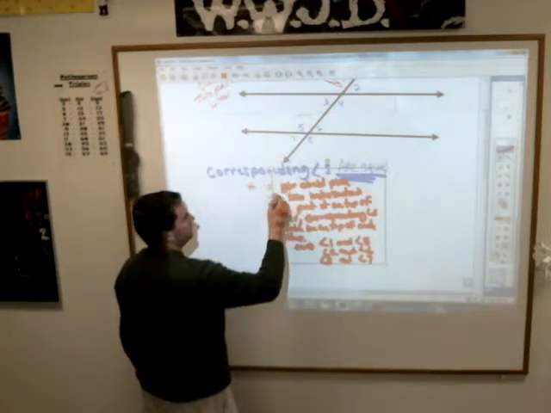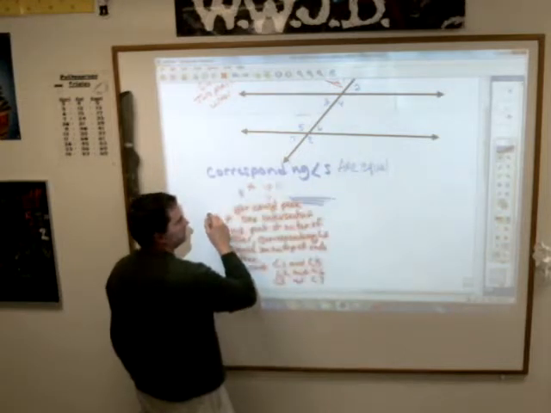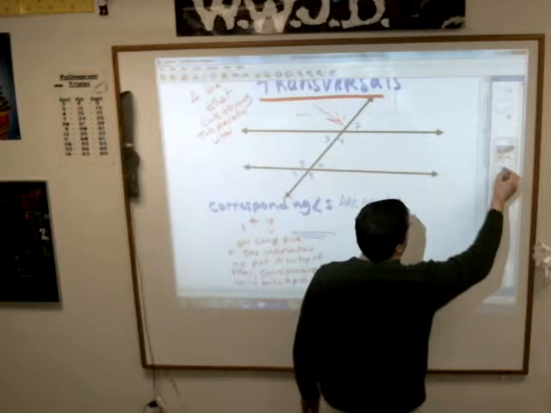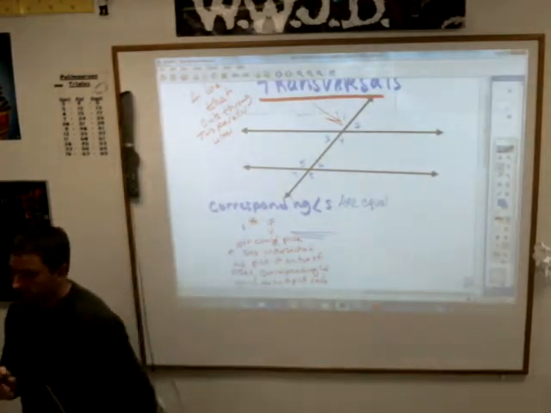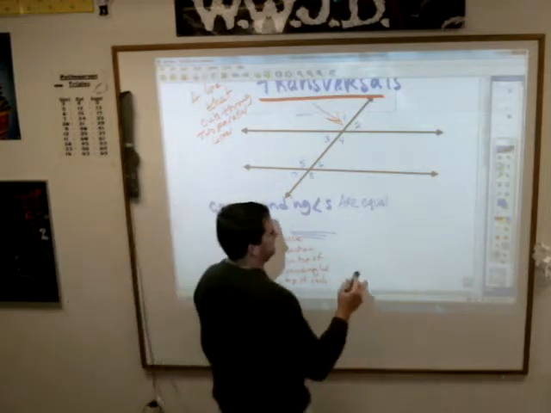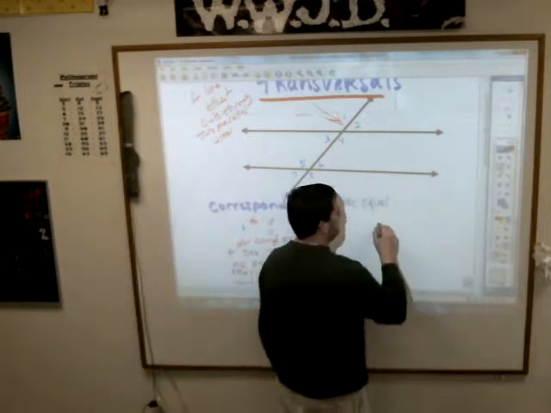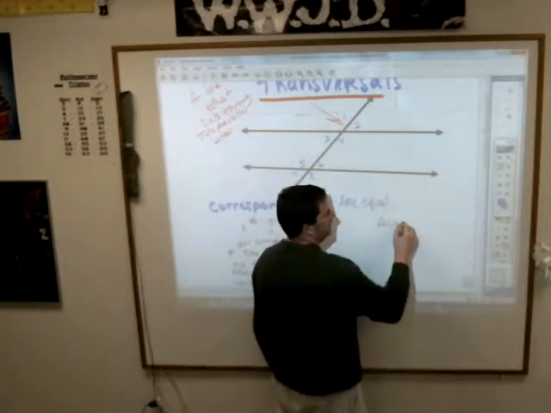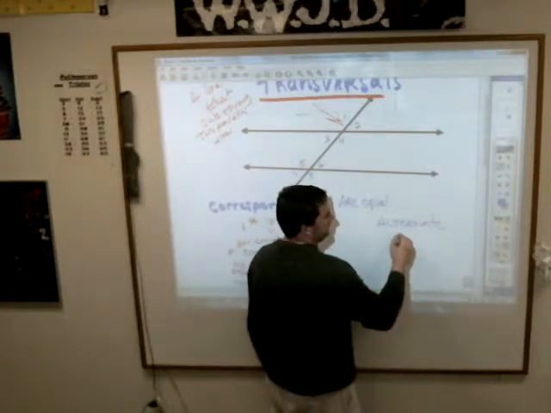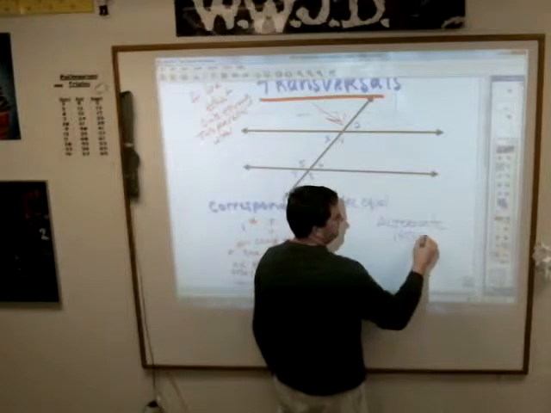So I'm going to move a little bit up this. Let's get that out of the way so we can talk about the next thing, which is alternate interior angles.